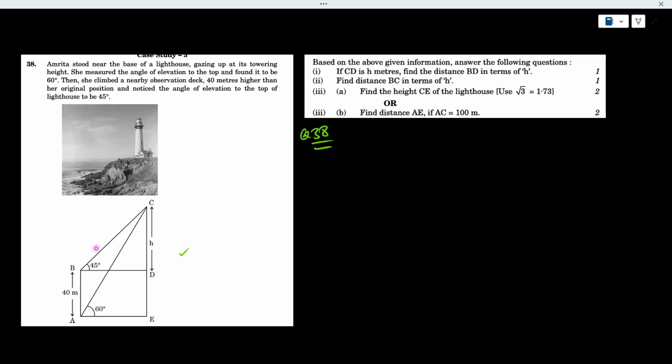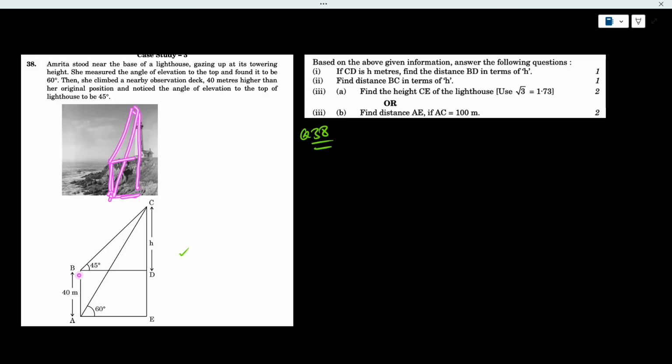Right, then she climbed to a nearby observation deck, so she's climbing from A to B. Maybe she's standing here, the angle of elevation is this, then she's climbing here. As per this figure, she's standing here, that's why she's climbing vertically above. So this is there, right? And then this is the angle.